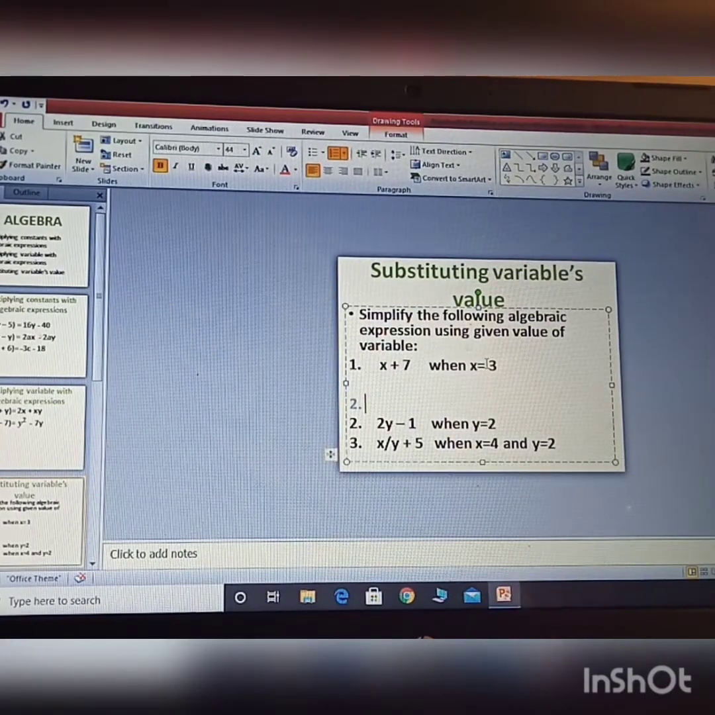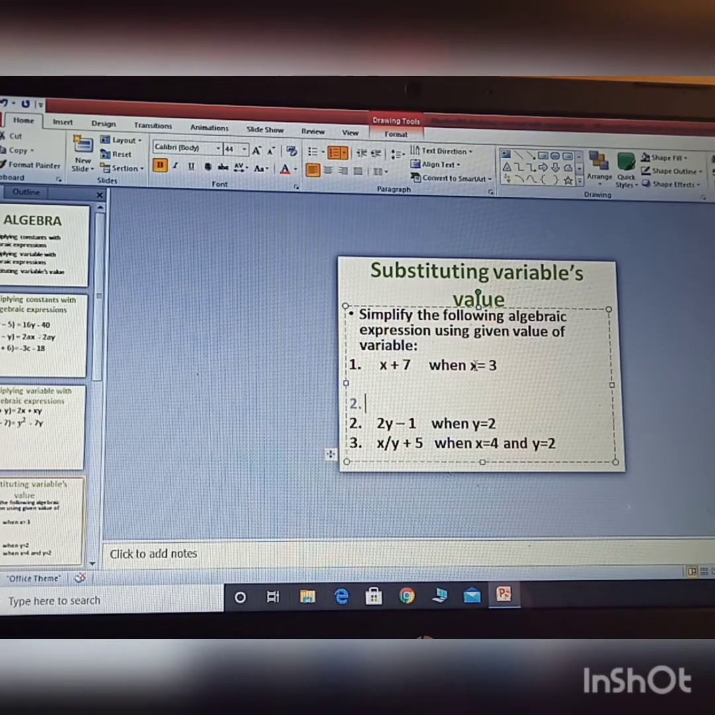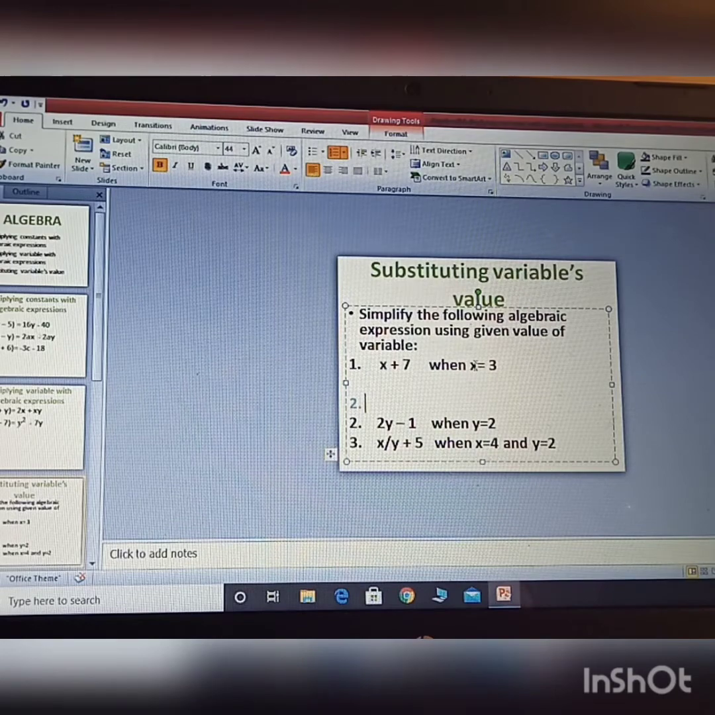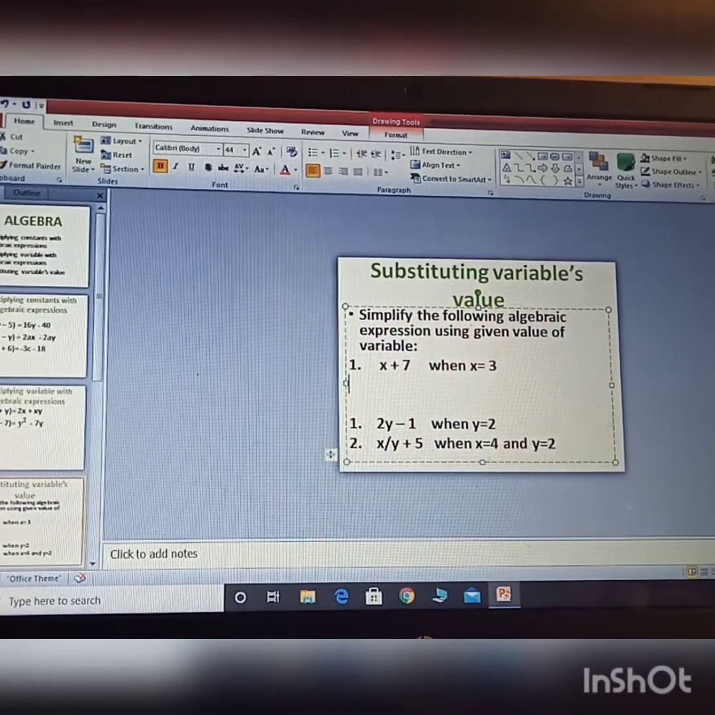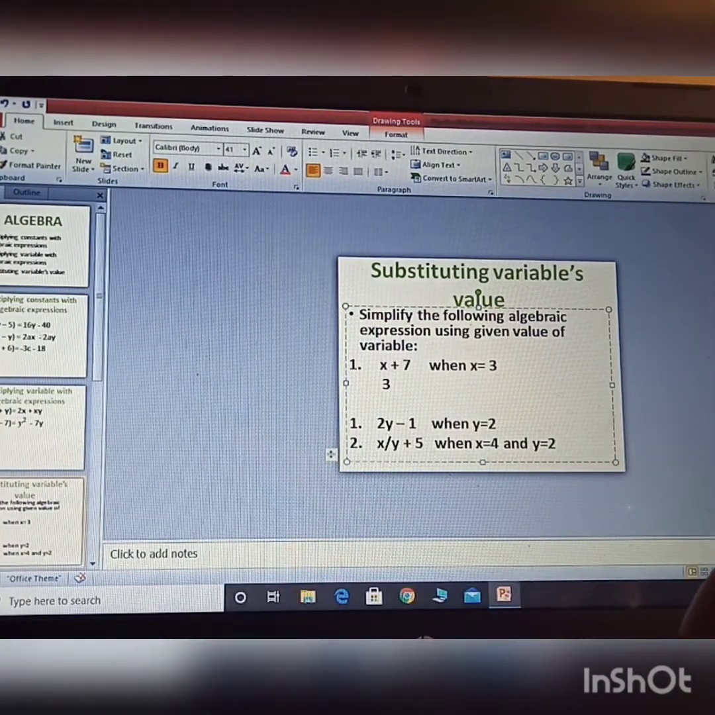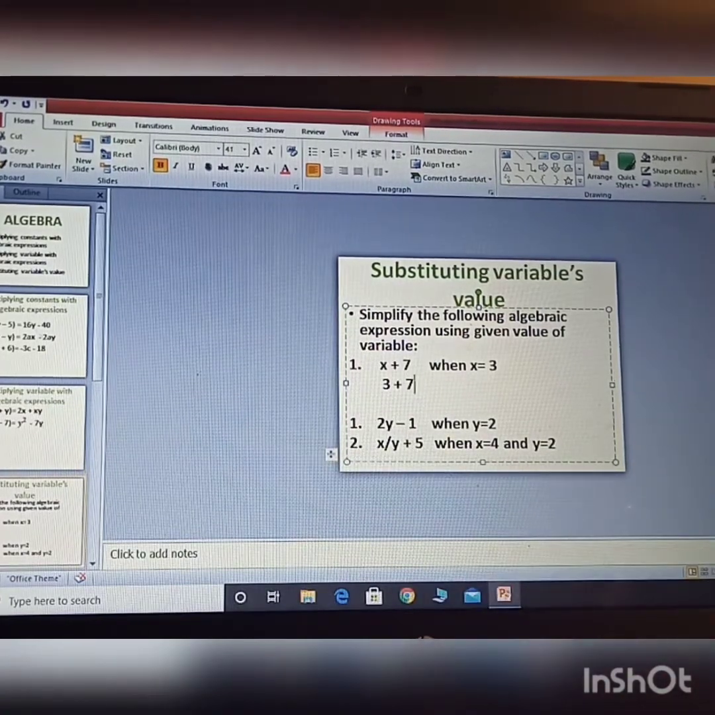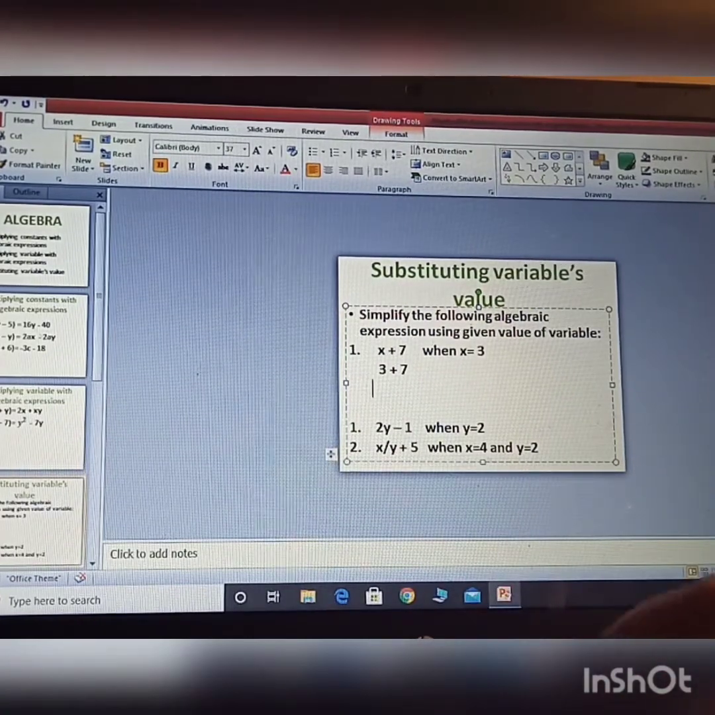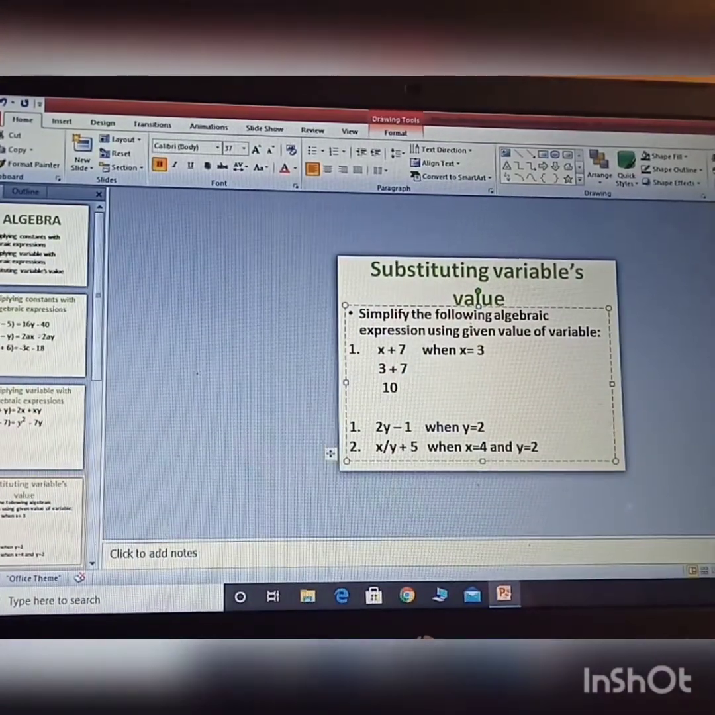Yes, so x plus 7 when x is equal to 3, so you are supposed to substitute this value, that is 3, into this expression. So simply what you will do, instead of x we will substitute the value of x, that is 3, and then it will be added to 7. So what you will get, simply 7 plus 3 is 10. So very simple is this.